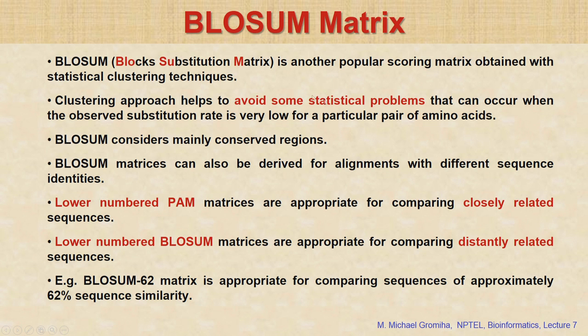This can avoid some of the statistical problems where the substitution rate is very low for any particular pair of amino acids, which introduces some sort of bias. In the case of the PAM matrix, a lower PAM number is appropriate for comparing which type of sequences? Closely related sequences. In the case of BLOSUM, it is the other way around. The low-number BLOSUM matrices are appropriate for distantly related sequences, and generally we use BLOSUM 62 for comparing sequences of about 62% sequence similarity. This is very commonly used in alignment programs.